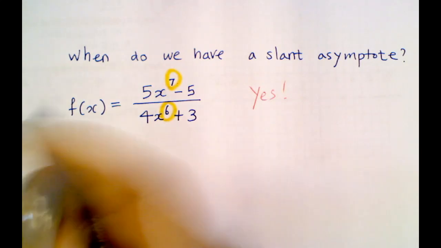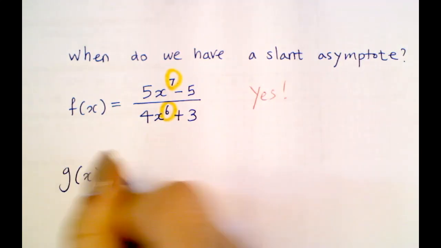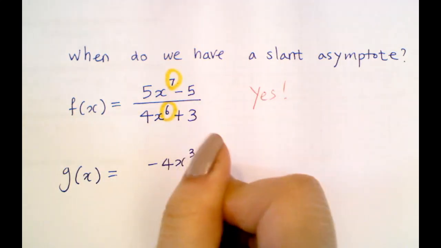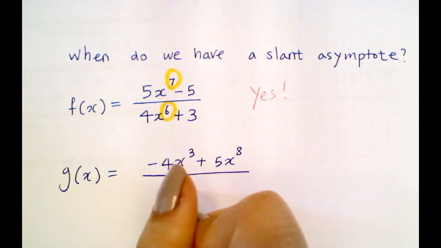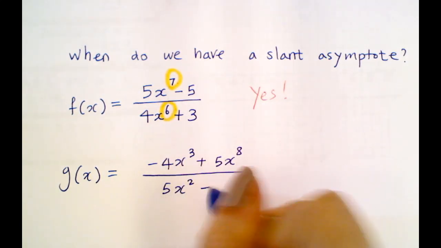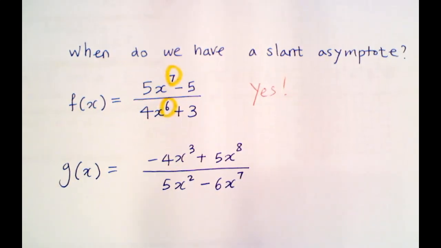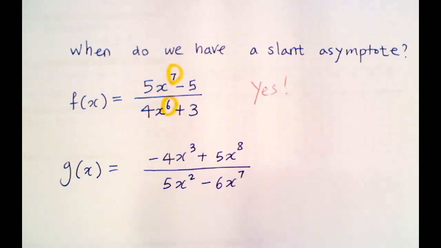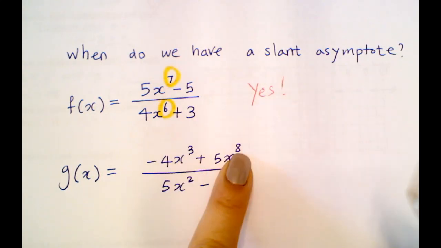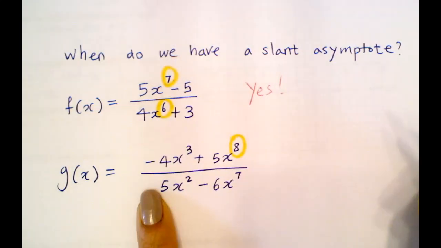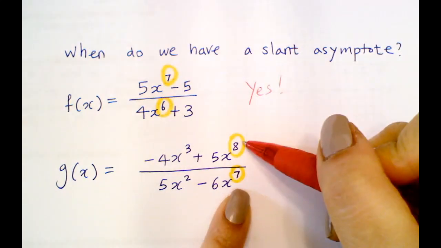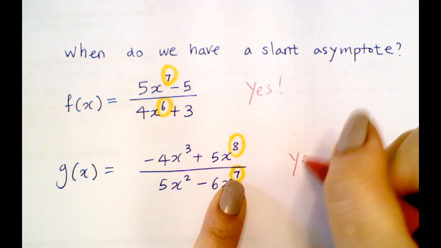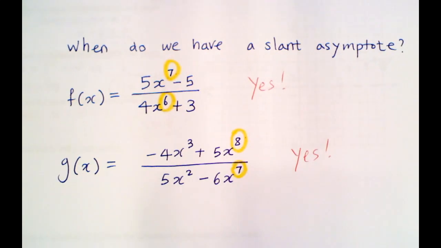Another one. What if you have something like g of x equals negative 4x cubed plus 5x to the 8th power, over 5x squared minus 6x to the 7th. I'm just making up a random one. All right. And I know I wrote these not in order, but what is the degree of the numerator? Is it 3? No, the degree is 8, right? And the degree of the denominator is 7. Now notice 8 is exactly 1 bigger than 7, right? So in this case, yes, we're going to have a slant asymptote or oblique asymptote.